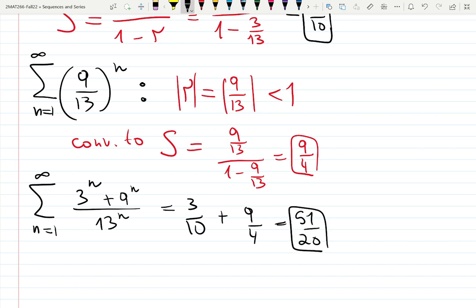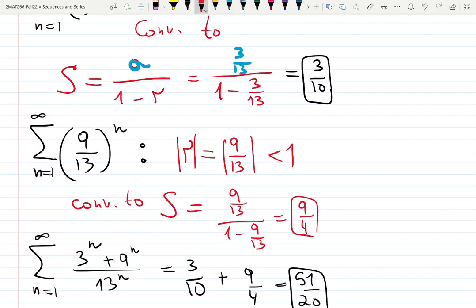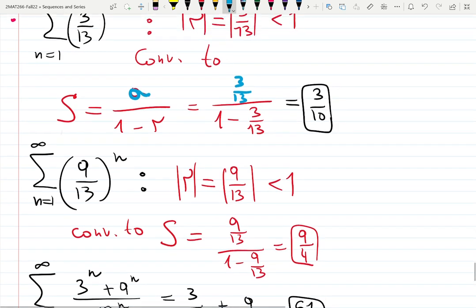Is the first term the coefficient of the 9 over 13 to the n? So the first term, so A. Are you asking about A? Yeah. A is the first term.